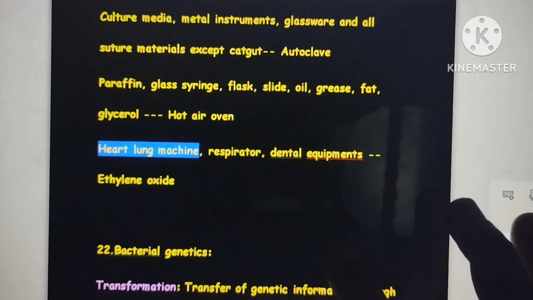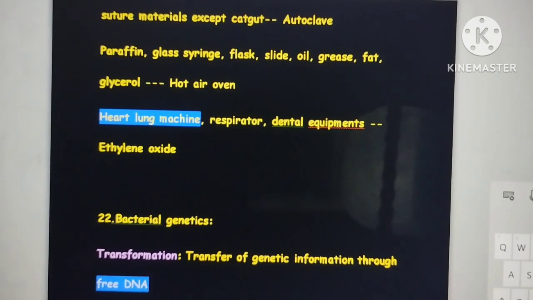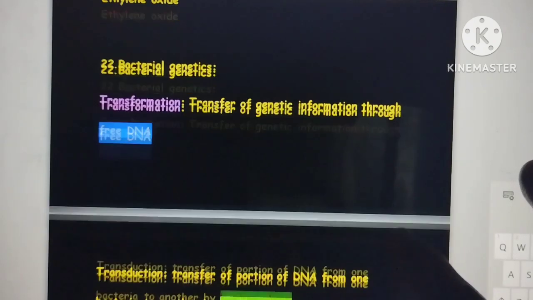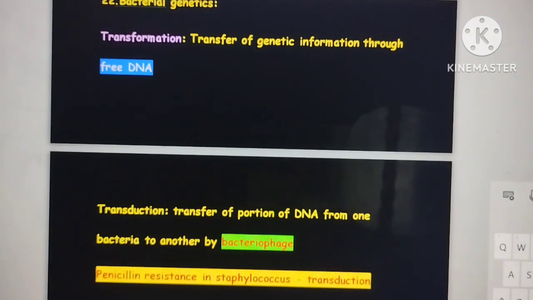So next, coming to bacterial genetics. Friends, here you want to remember three terms: transformation, transduction, lysogenic conversion, and conjugation. First, transformation: here the transfer of genetic material is through free DNA. Next, transduction: here a portion of DNA is transferred, usually by bacteriophages. The penicillin resistance in Staphylococcus, that is the penicillin binding protein mecA, is usually mediated by this process, transduction.